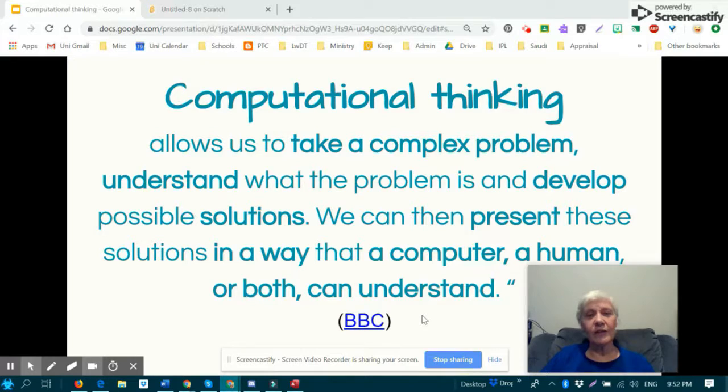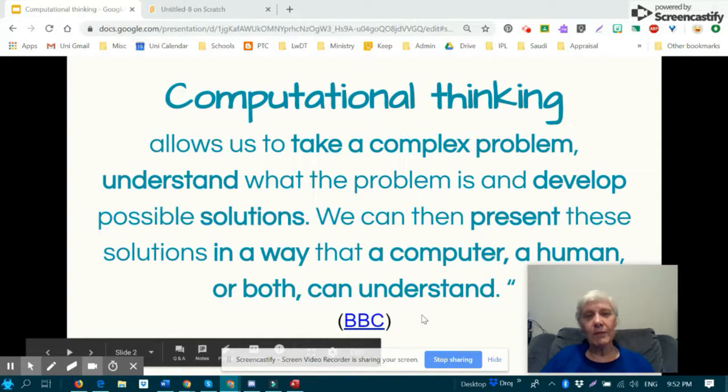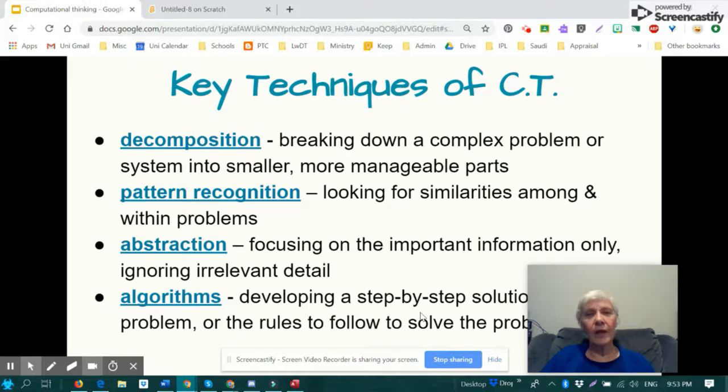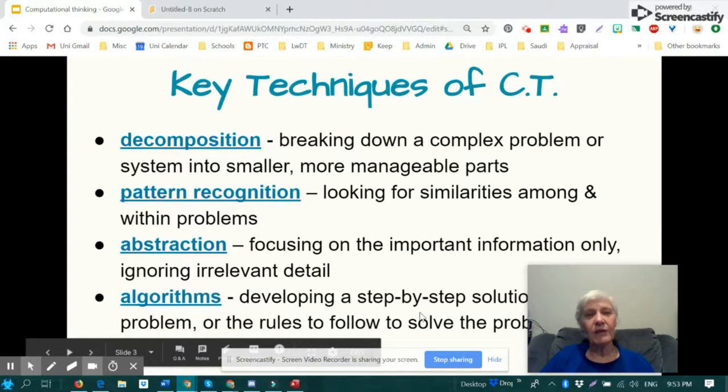So coding sites like Scratch allow us to use computational thinking, but let's remember the definition of computational thinking, which is taking those complex problems, understanding the problem, and developing solutions. So the process of computational thinking doesn't need to involve sites like Scratch or other coding sites, but it certainly can. The key techniques of computational thinking are the ones that we need to be keeping in mind: the decomposition, pattern recognition, abstraction, and algorithms.